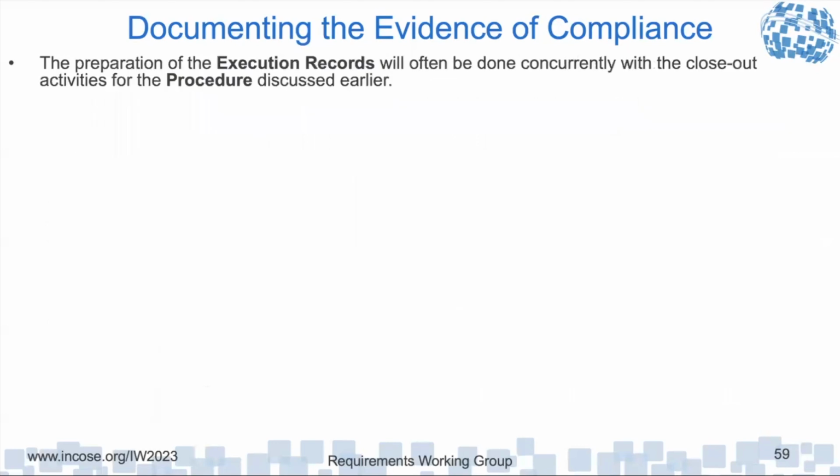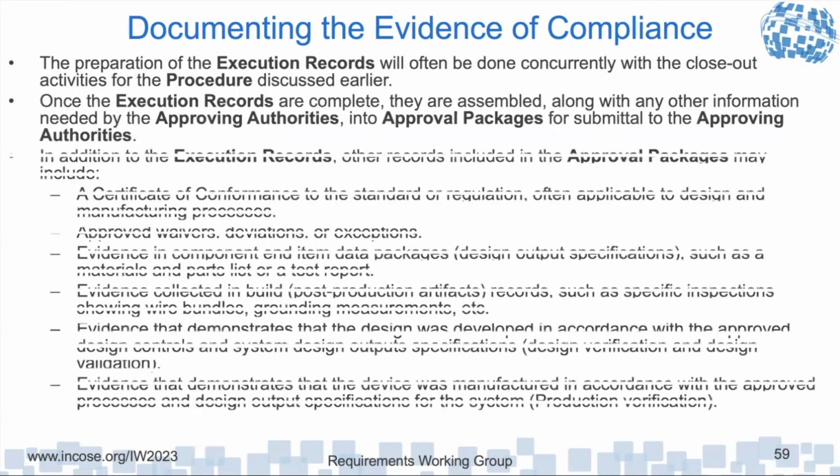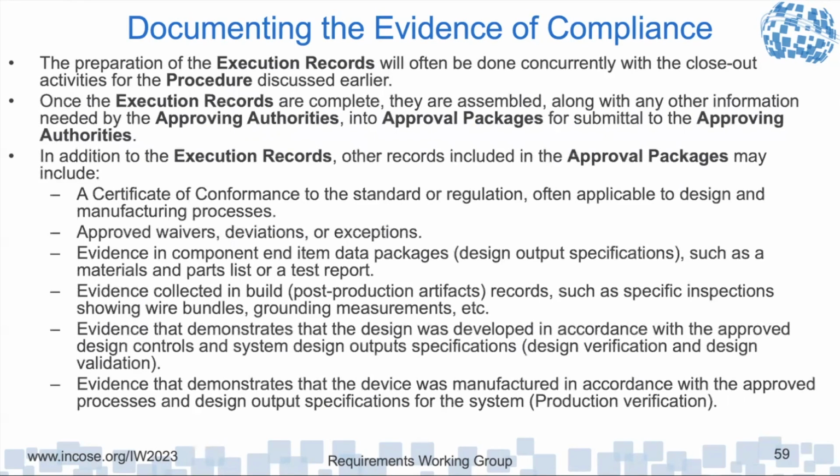And the preparation of the execution records will often be done concurrently with the closeout of the verification and validation procedure. Once the execution records are complete, they're assembled, along with any other information needed by the approving authorities, into approval packages for submittal to the approving authorities. In addition to the execution records, other records could include a certificate of conformance. If there are any waivers, deviations, or exceptions, they need to be addressed. Which ones are approved? Really important is whether there are any that are open and have not been resolved and have not been approved.